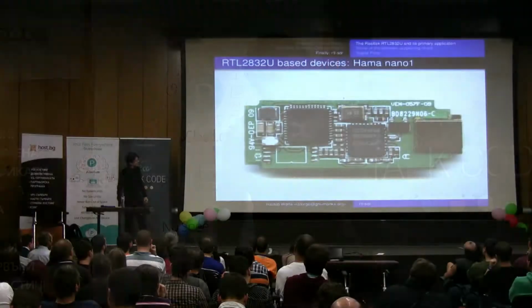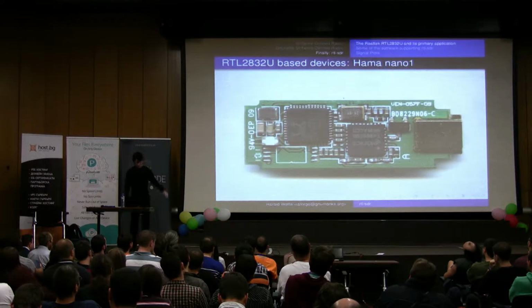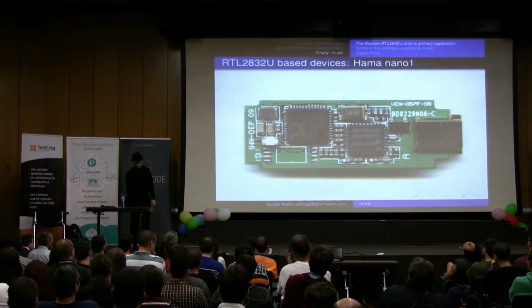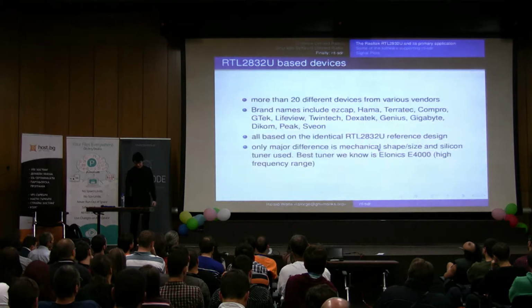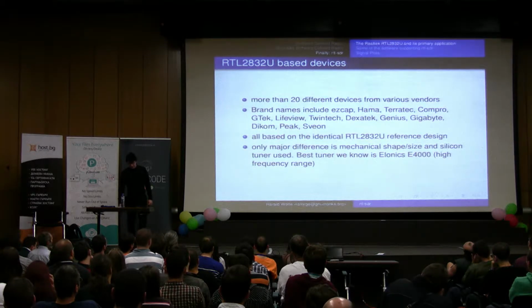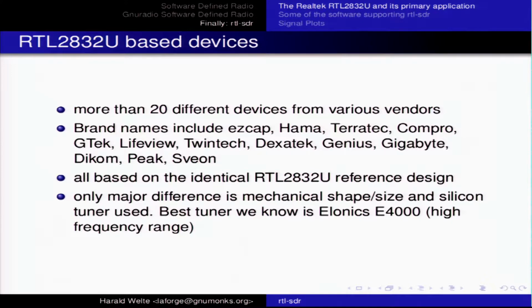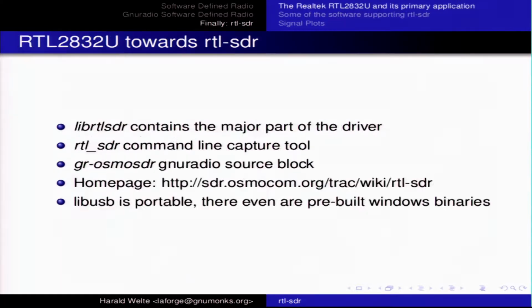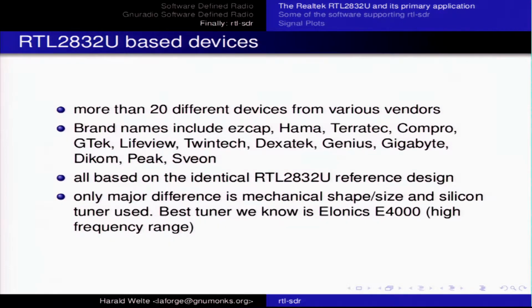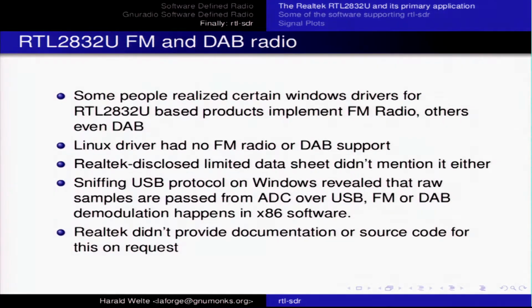This is an even smaller device from Hama, which is also using the same Realtek and a tuner next to it. Yeah, there's a variety of these different companies that manufacture those devices. One word about tuners. The only difference between all those different dongles is basically what kind of mechanical size is used and what kind of antenna connector they use, and what kind of tuner is used.